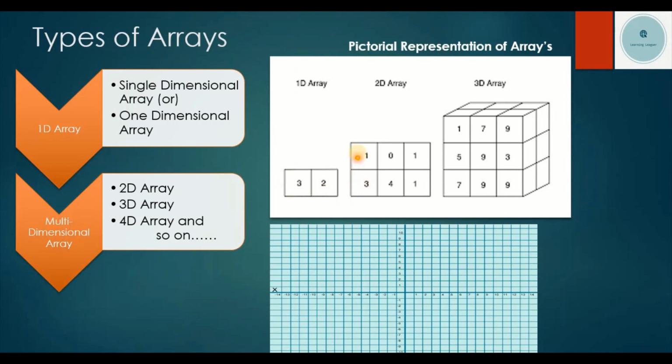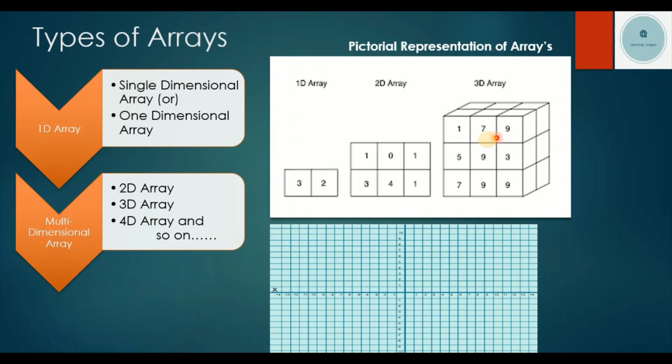In the next figure we have two rows and three columns. That means here an array has been represented in the form of rows as well as columns. That is the reason we call it a 2D array. That means it comes under multi-dimension. Any array which has more than one dimension or direction, we put in the category of multi-dimension. Next is called a 3D array.